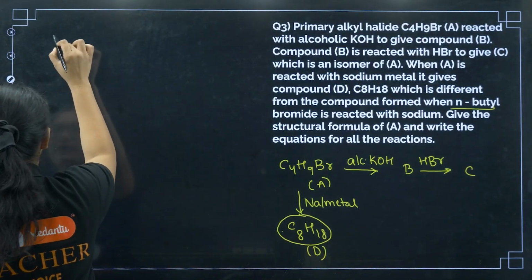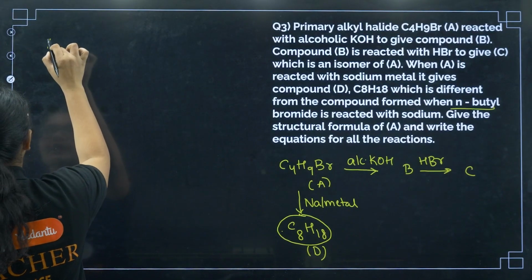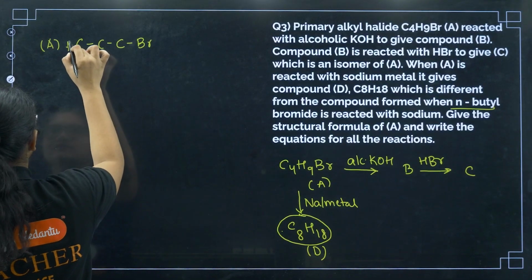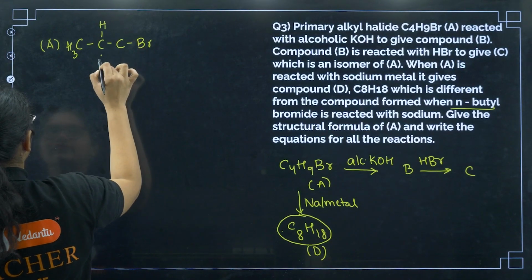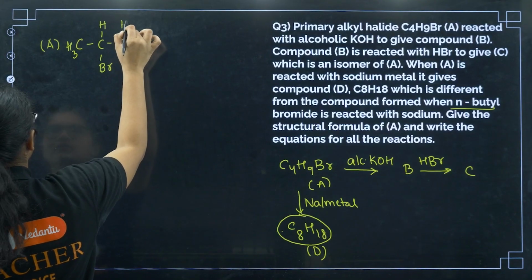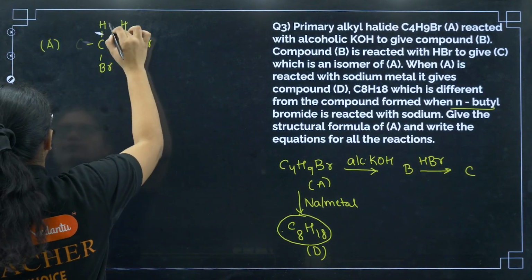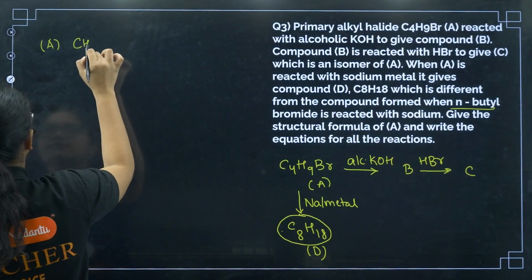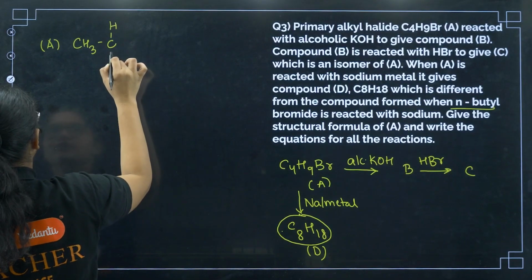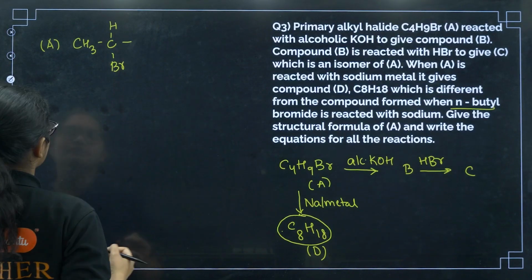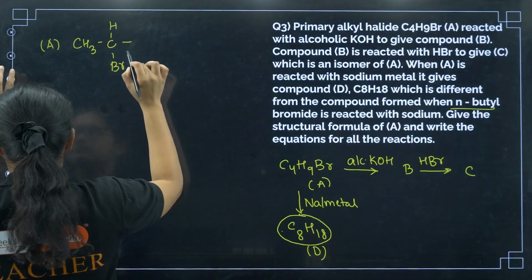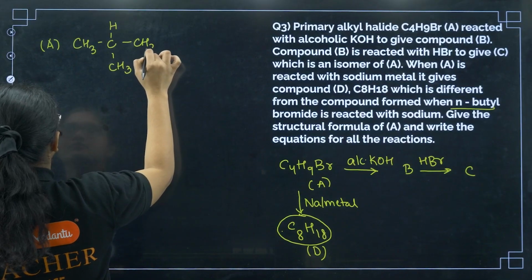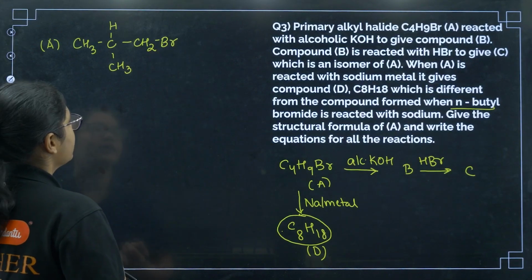So definitely your A will be C4, let me write it properly, just a minute. Okay, (CH3)2CH, then here I will have CH2Br. Okay, this is done.